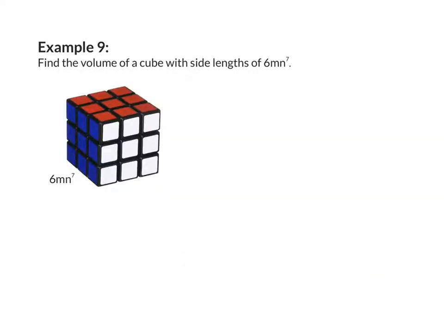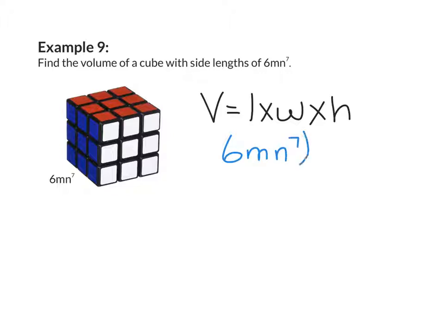Example 9. Find the volume of a cube with side lengths of 6mn to the power of 7. I know that since this is a cube, in order to find volume, all I have to do is multiply the length times the width times the height. Since all the side lengths are the same, I'm going to multiply 6mn to the power of 7 by itself 3 times. So I'm going to distribute this 3 to the 6, the 3 to the m, the 3 to the n.